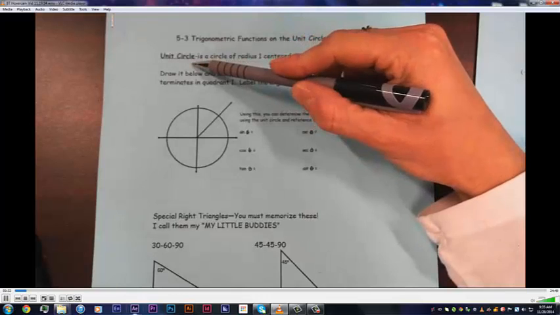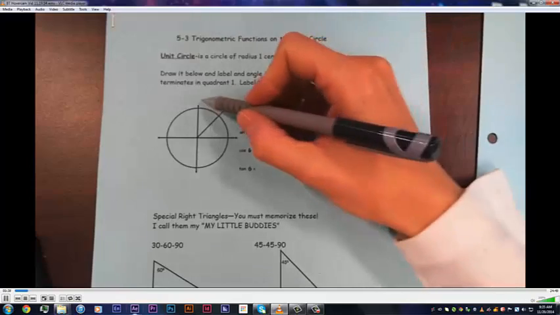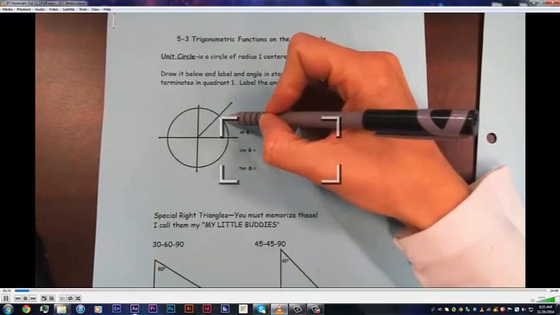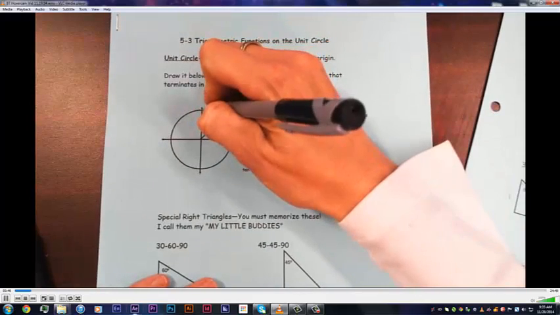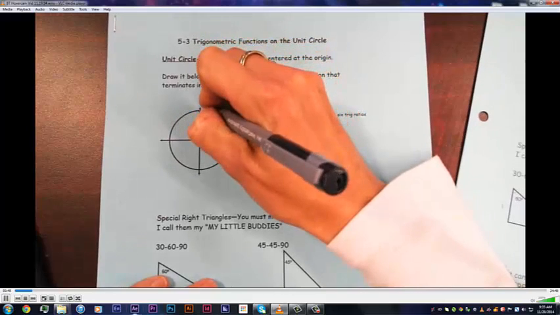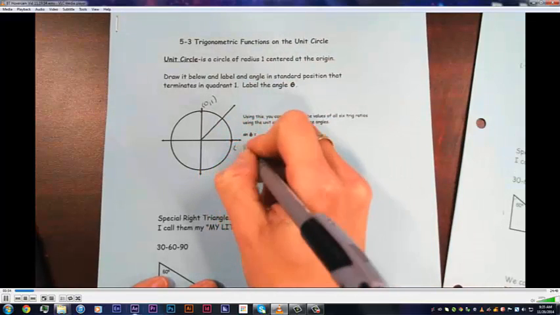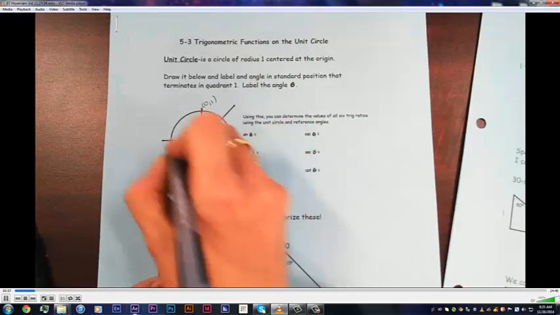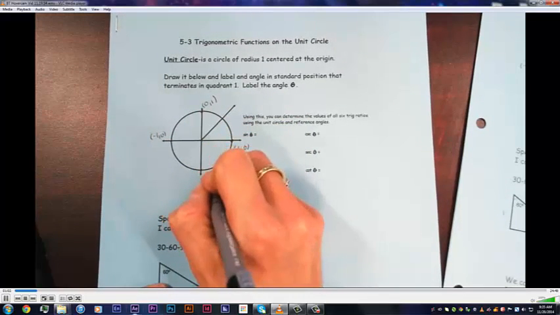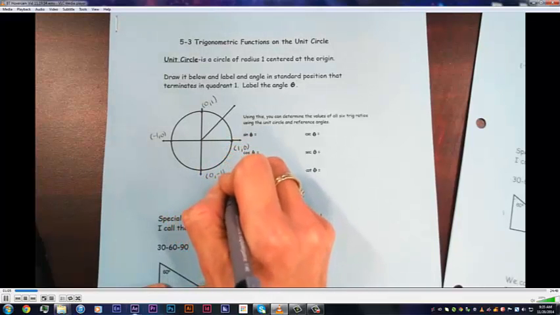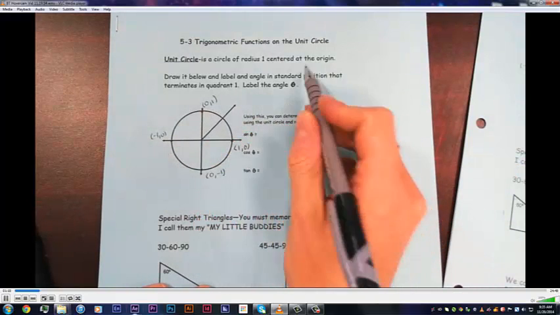All right, the unit circle is a circle of radius 1 centered at the origin. We've got it drawn here below, so since this is a radius of 1, the ordered pair up here is (0, 1). The ordered pair down here is (1, 0). The ordered pair out here, (-1, 0), and the ordered pair below, (0, -1). Okay, radius of 1, unit circle, centered at the origin.